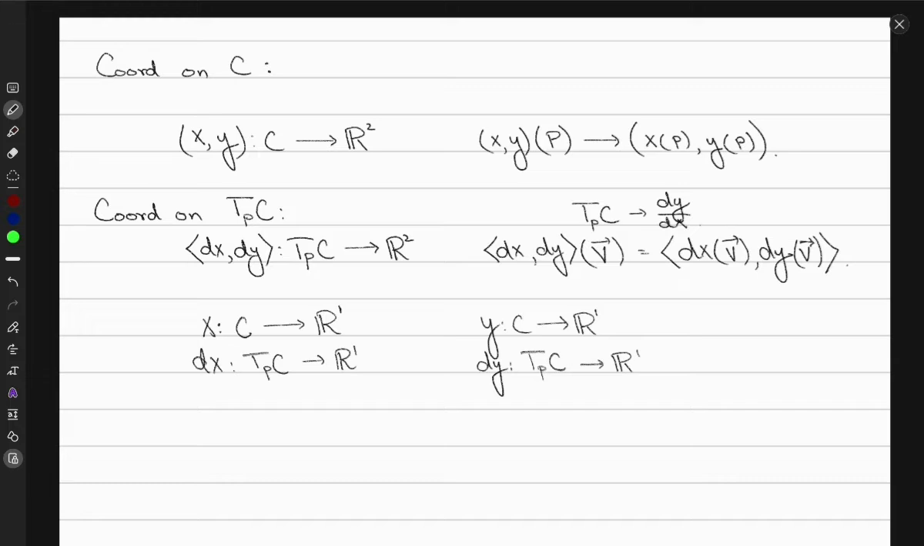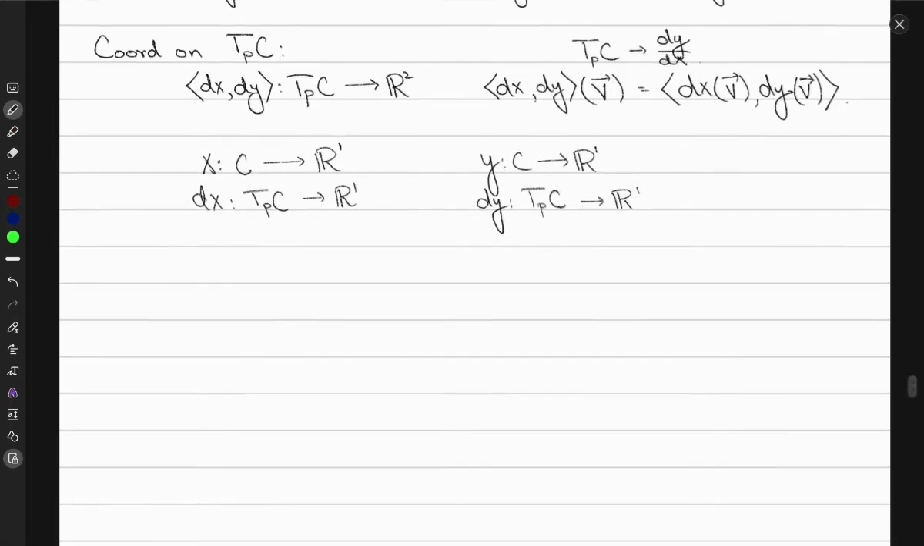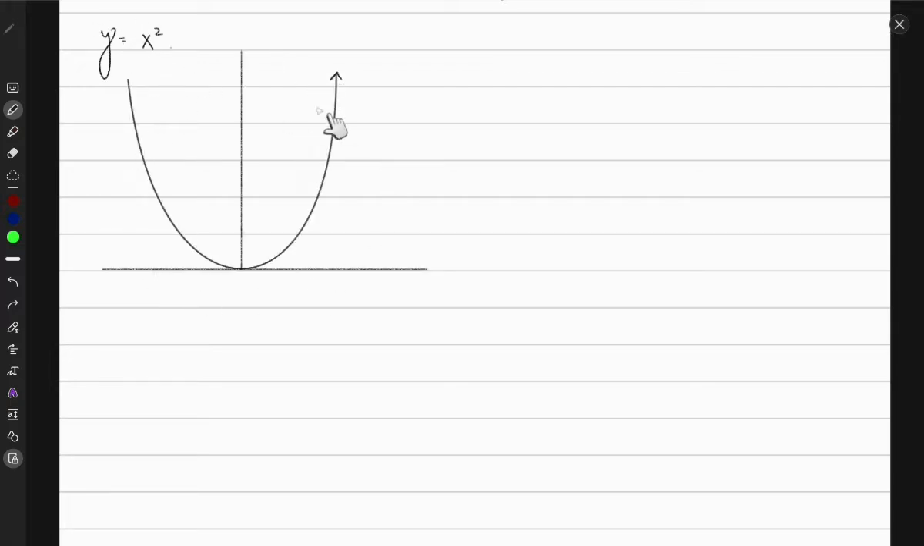Alright, now let's use some of this and look at an example of a function that you're all familiar with, y equals x squared. So I'll first plot this function. We know that it will be a parabola or a parabolic function. So this is our graph. This function is the curve C, which is just y is equal to x squared, right? Now what we'll do is we'll pick a point on this curve.